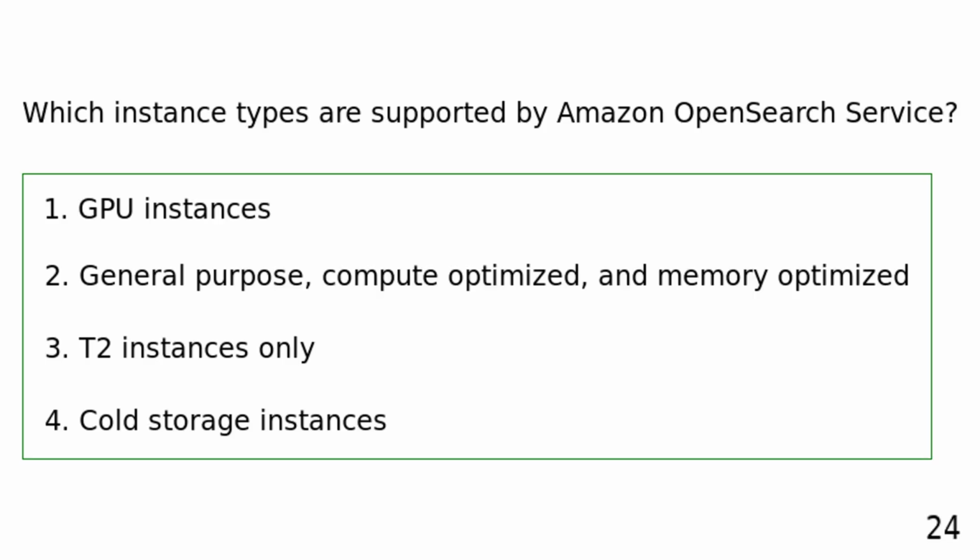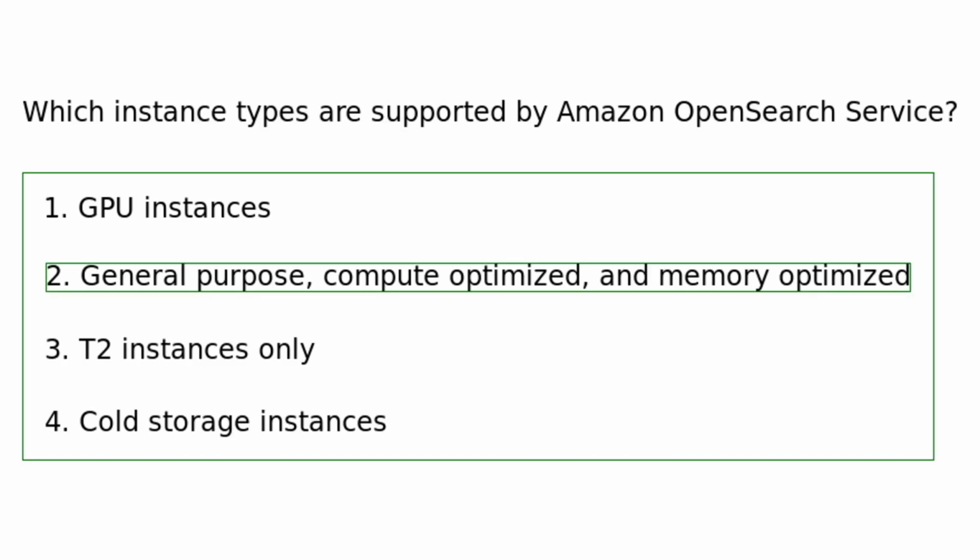Which instance types are supported by Amazon OpenSearch Service? GPU instances. General purpose, compute optimized, and memory optimized. T2 instances only. Cold storage instances. Amazon OpenSearch Service supports a variety of instance types including general purpose, compute optimized, and memory optimized.